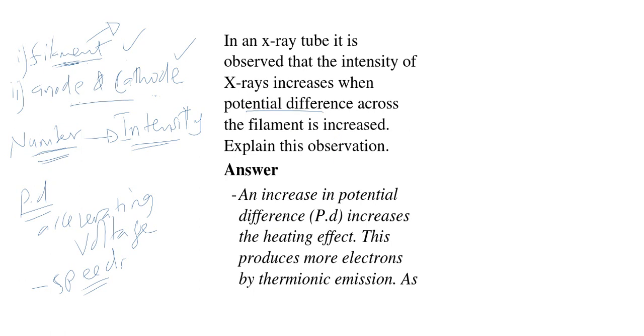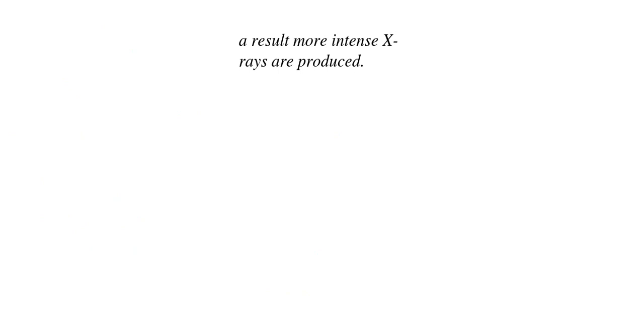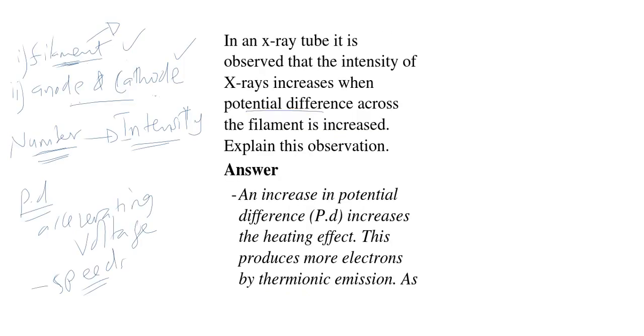An increase in potential difference, PD, increases the heating effect, as we have said. This produces more electrons by thermionic emission. As a result, more intense X-rays are produced. So in other words, more electrons, more intensity. High accelerating voltage, high strength of X-rays.